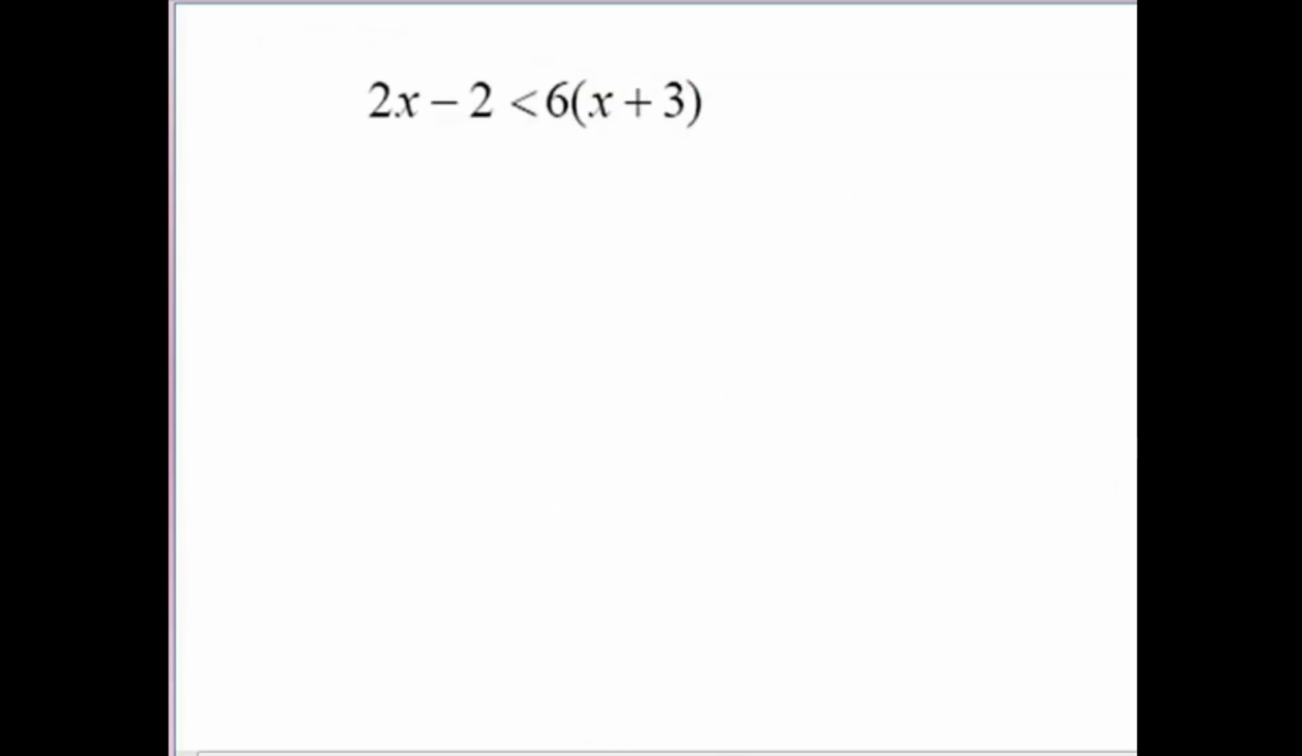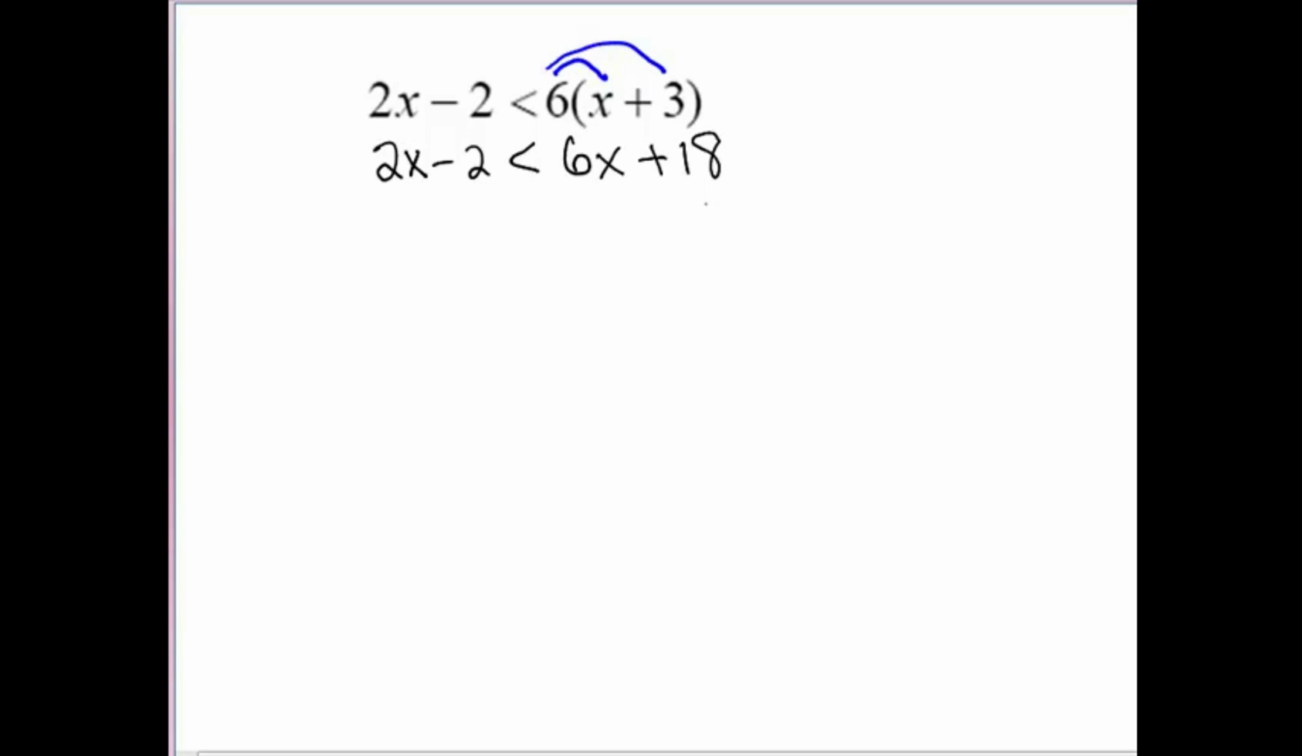Here's another inequality. You would first check for simplifying. So on the left, there's nothing you can do. On the right, you will distribute your 6. So left is going to stay the same. So we'll get 6x on the right plus 18. Parentheses comes off. Now we're going to solve.